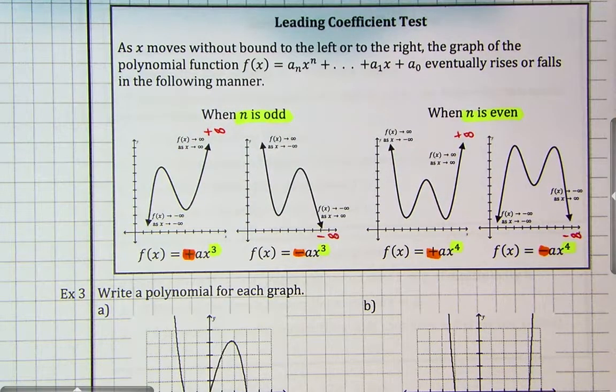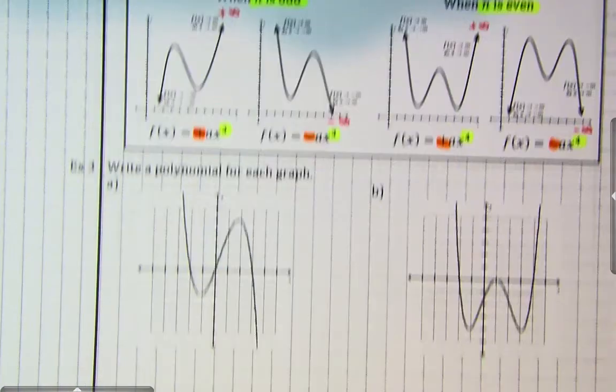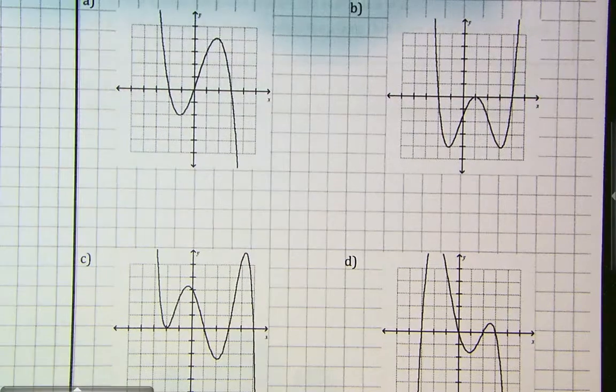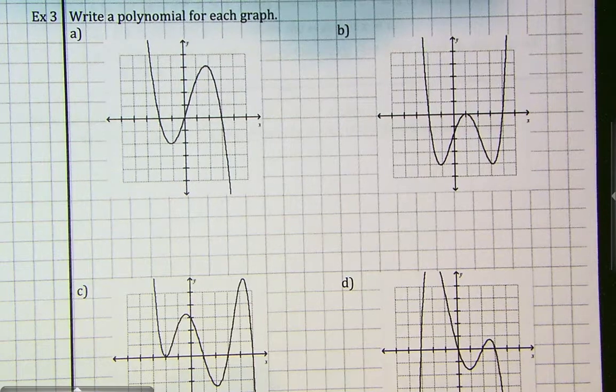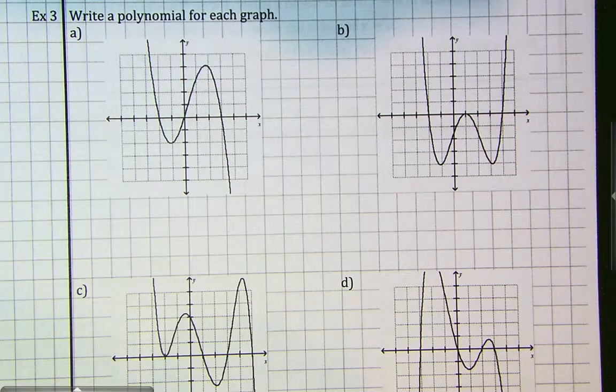So let's go through example number 3. I'm going to take the time to paste all 4 graphs, and then we'll start once you are ready. Go and pause it.